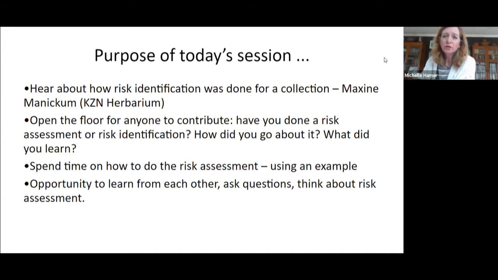And then what we're going to do is to spend time on how to do the risk assessment using an example that I've got. And this is very closely linked to the assignment that was given at the webinar for the people doing the course, but of course it's useful for everybody in terms of implementing the manual. So we've got a hypothetical collection, we've identified the risks for it, and then you'll be working in groups to do the analysis and the evaluation of the risks.